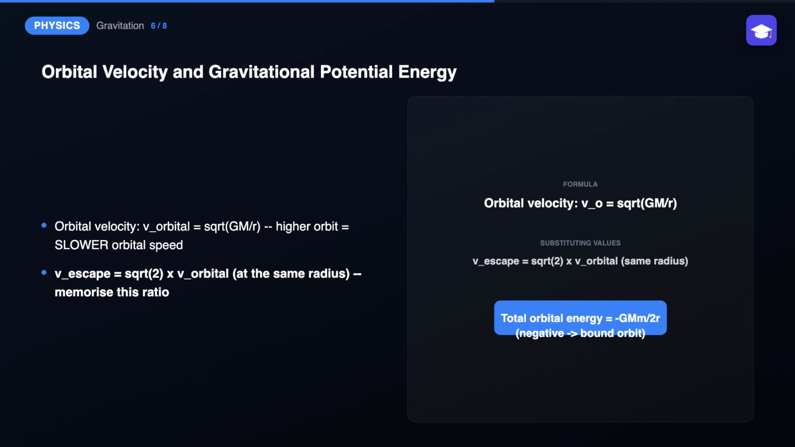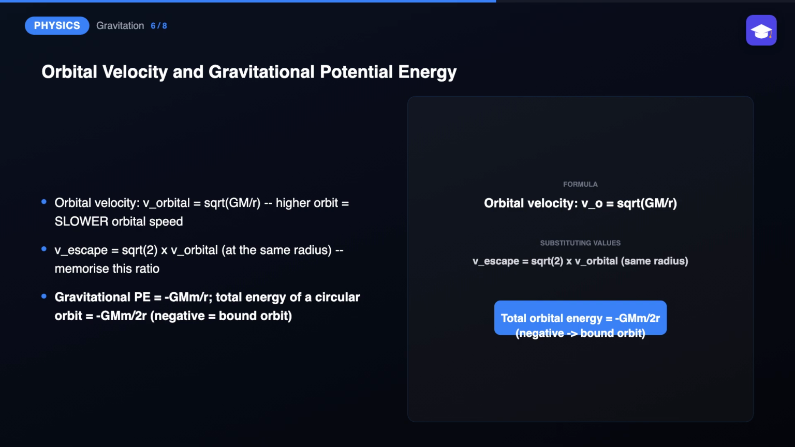Gravitational potential energy of a two-mass system is defined as minus GMm over r, taking the zero reference at infinite separation, and total mechanical energy of a satellite in a stable circular orbit works out to exactly minus GMm over 2r. Notice this total energy is negative, which correctly indicates the satellite is in a genuinely bound orbit, unable to escape on its own without an additional energy input.